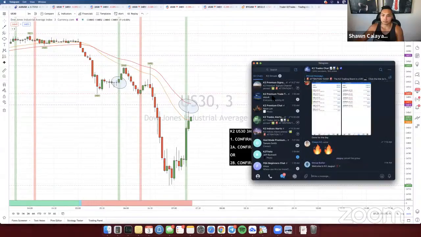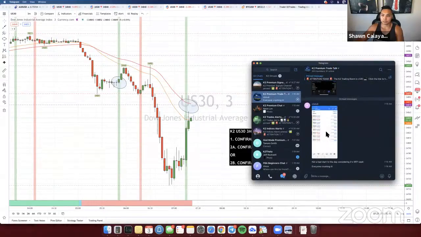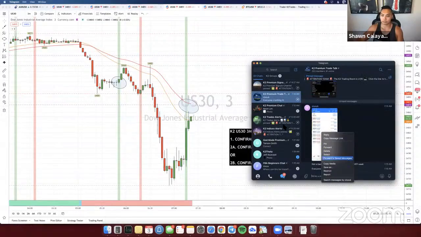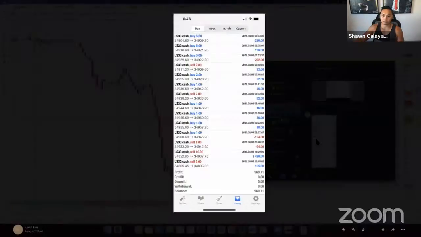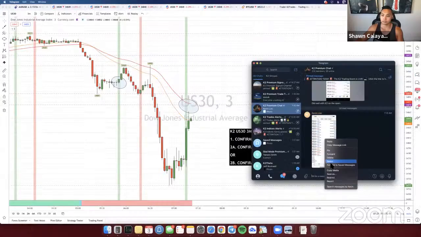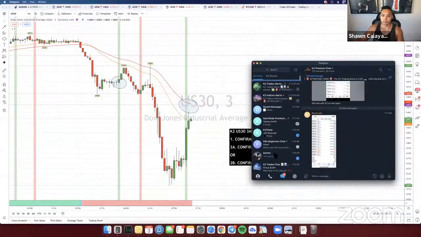Let's see what happens here. So let's see a couple other people here too. Let's see Sisuk over here locked in a total of 4,680. Nice work, Sisuk. He took trades in both directions. Definitely great work there. Kevin Lim over here as well. Kevin locked in a total of 960, basically 1,000 at this point. Nice work, Kevin. Yeah, you guys are doing pretty solid.